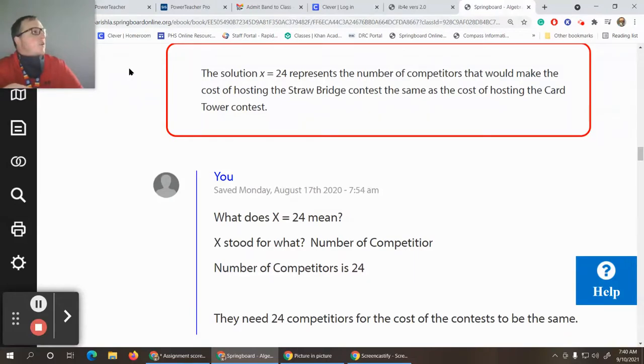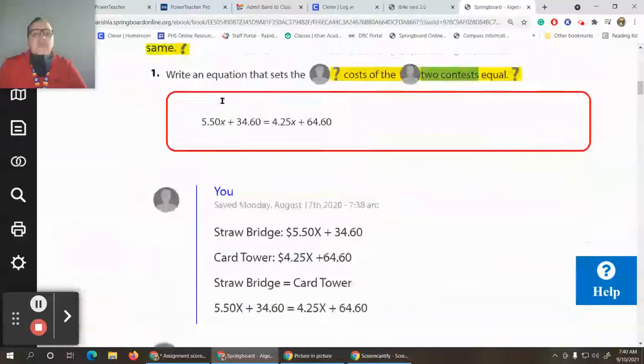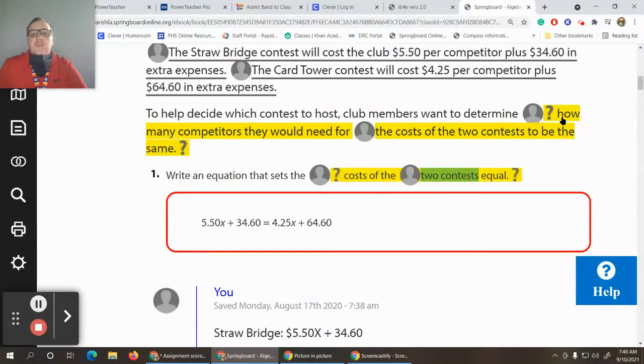All right. Where did that line come from? Well, it came from up here in our problem. Here's our question: how many competitors would they need for the cost of the two contests to be the same? That was our question, and that's what we're answering.